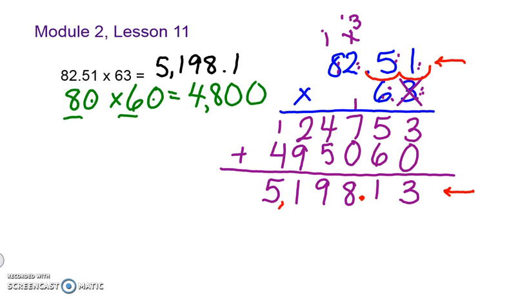5,198 and 13 hundredths. I'm going to check to see if my answer is reasonable, and I see that it is reasonable because 5,198 is close to 4,800.